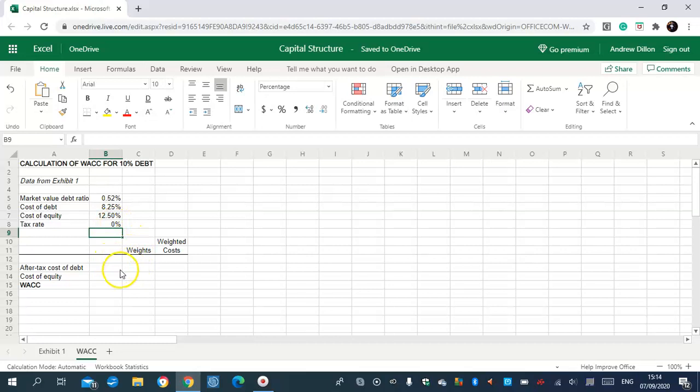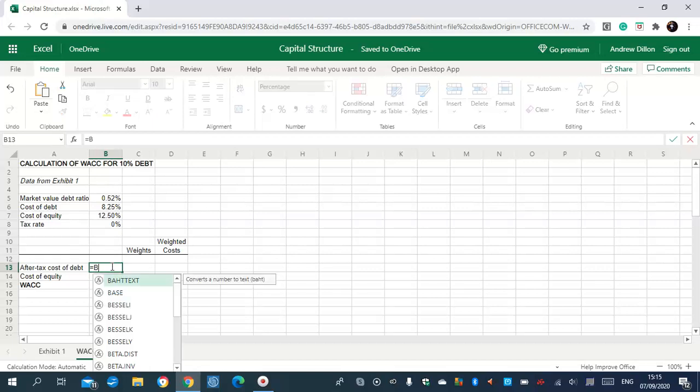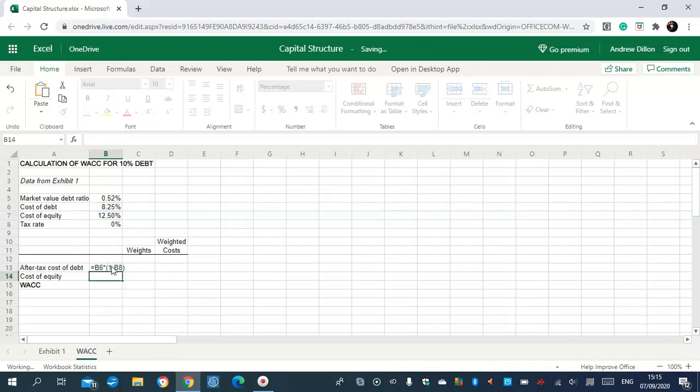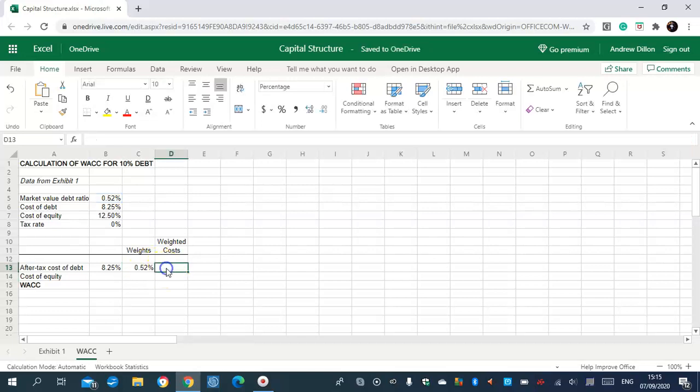Okay, let's calculate the weights and weighted costs. So let's start with after tax cost of debt. And then you multiply those two sum answers together. That'll be the weighted cost answer for a yacht. Pretty similar thing to the cost of equity.